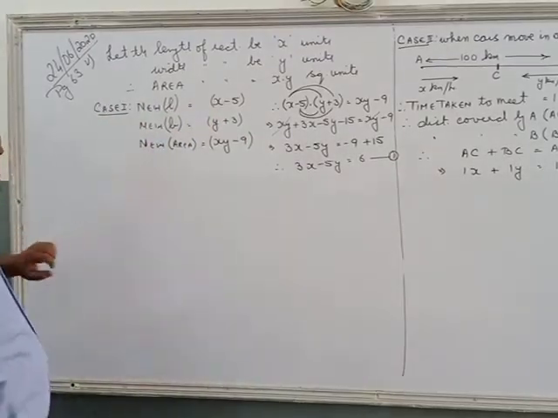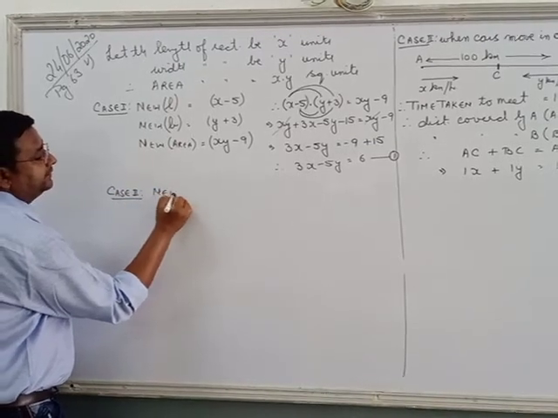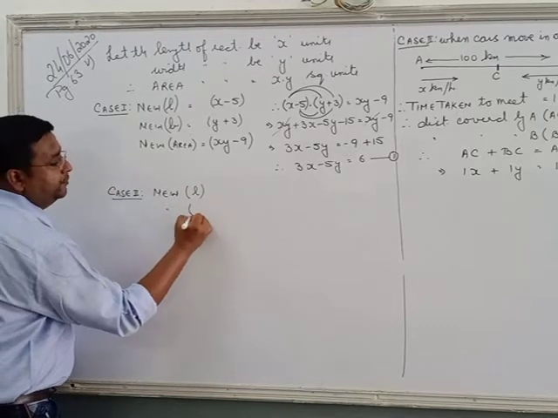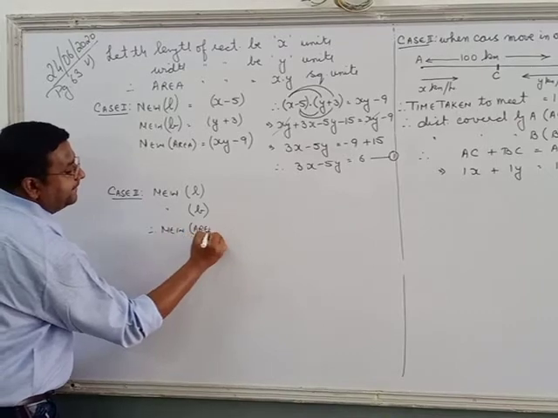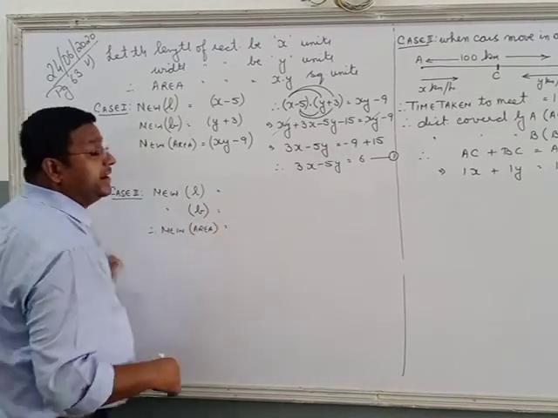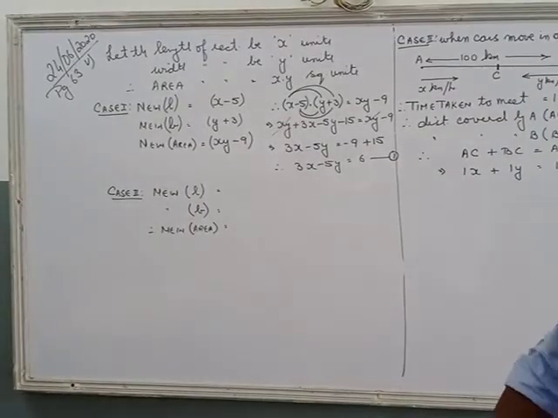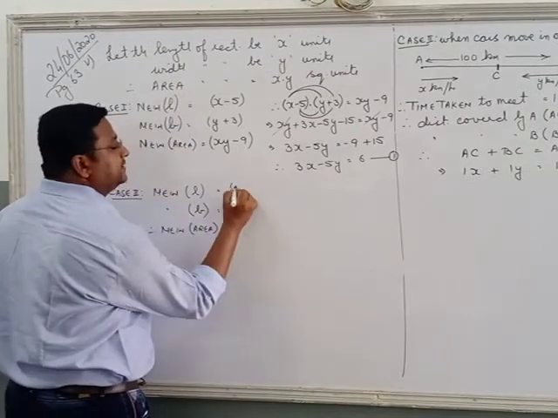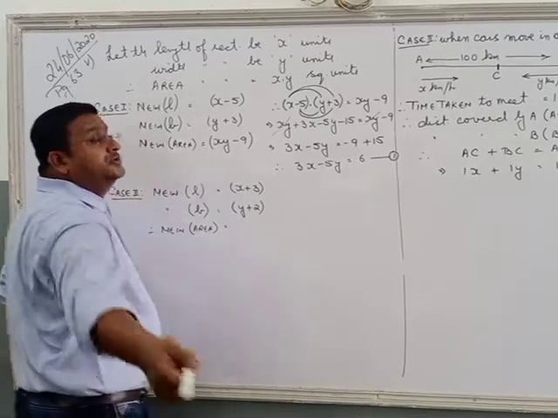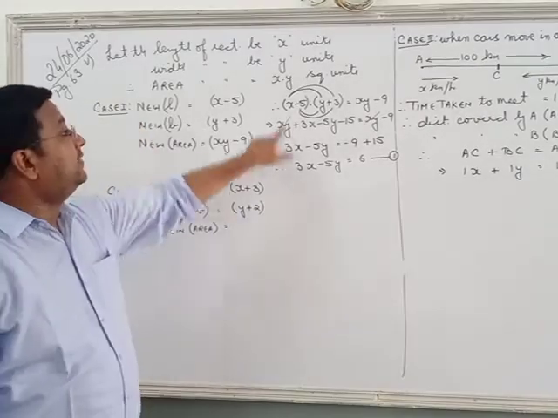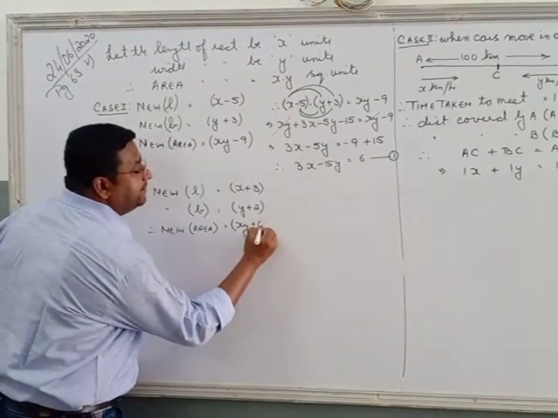Correct? Second case. New length, again there is a change in length, new breadth, so definitely the new area shall also be there. Now read the question. It says, if the length is increased by 3 units and breadth by 2 units, new length x plus 3, new breadth y plus 2, so the area increases by 67. What was the original area? xy. The area increases by 67, so xy plus 67.